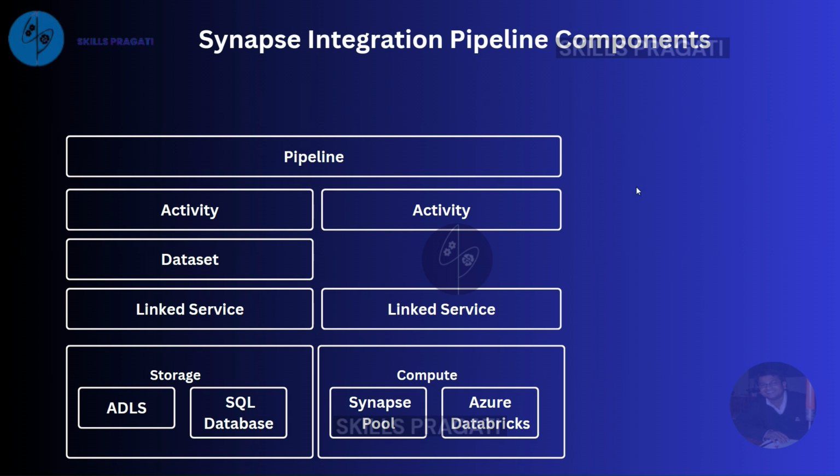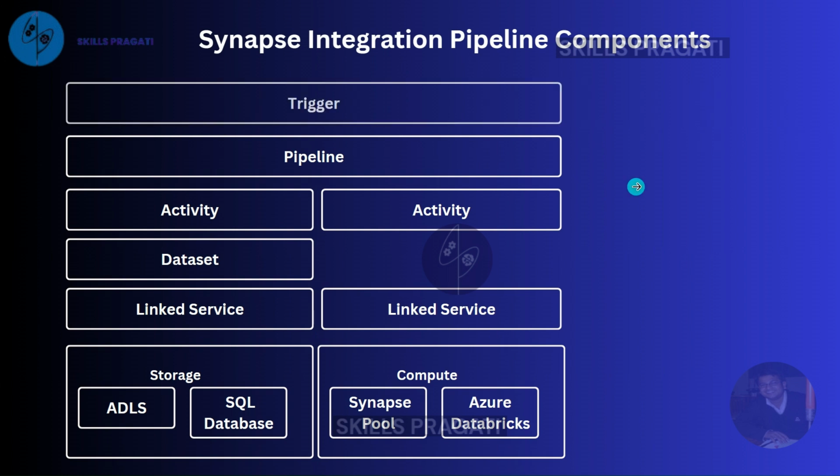Finally, we wouldn't want to execute the pipelines manually. We would want them to be scheduled to run at regular intervals or when an event happens. That's what triggers do. They invoke the pipelines as and when they need to be invoked. These are the major components of the Synapse integration pipeline.